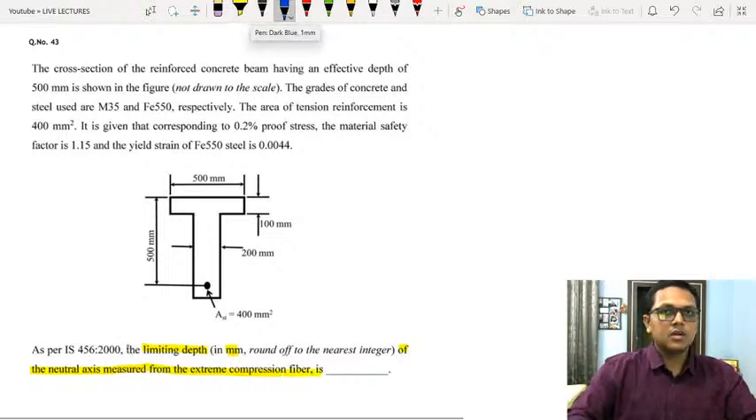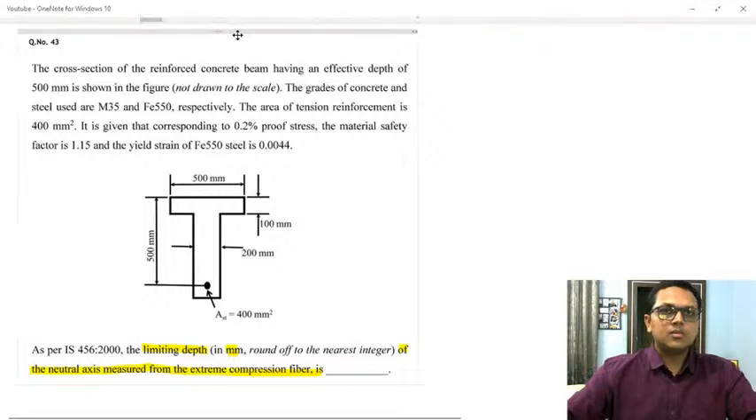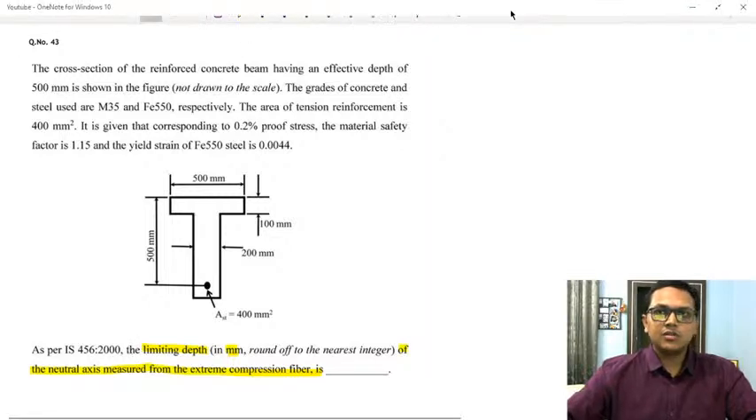So a section is given, the value of the yield strain is given for the steel, and the value of the yield strain for the concrete on the extreme compressed fiber under bending is given in the IS 456-2000, and we need to find out the limiting depth of the neutral axis. So let us see how this question will be solved.